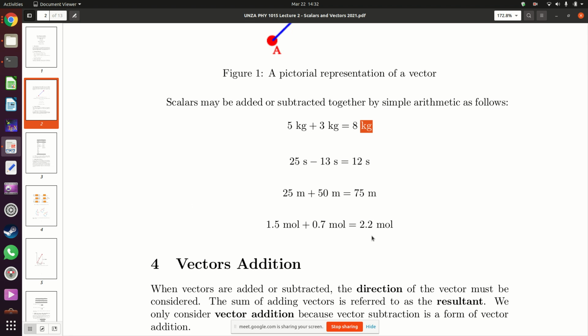This gives us an idea. As much as we're not going to do a lot of scalar things, we are actually going to use scalars when we are trying to add or subtract vectors, because that's why we find these components. So adding and subtracting scalars is as straightforward as I've shown there, and we will not concentrate too much on these. We're only going to look at the scalars when we are dealing with components.